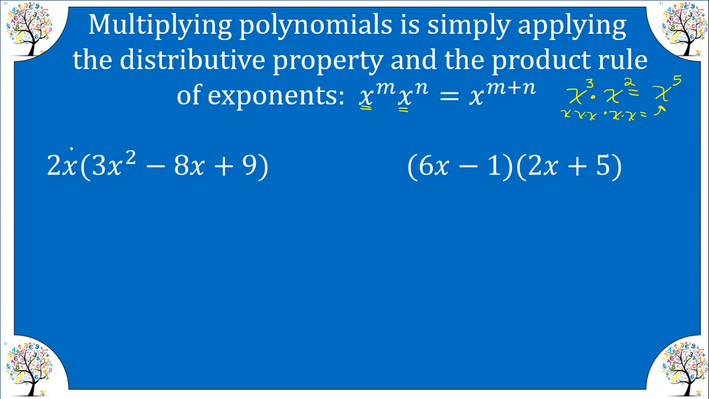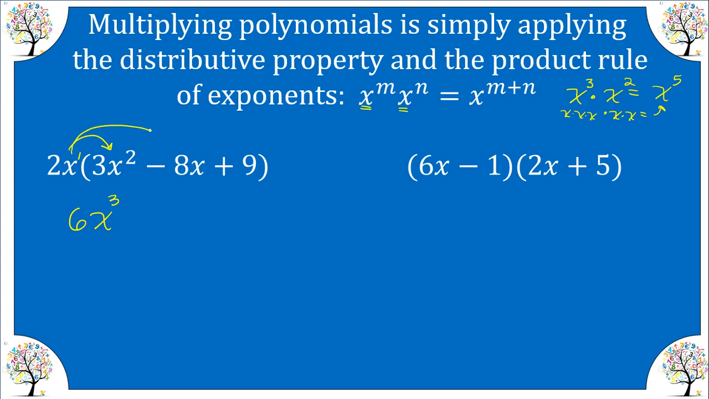So let's get started. Here we have a monomial and we are multiplying it by a trinomial. So we're going to distribute the 2x to each term. So I'm going to multiply 2x times 3x squared. 2 times 3 is 6. X to the first times x squared is x to the third.